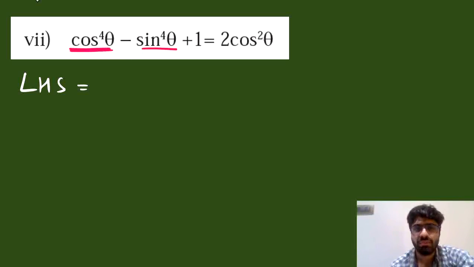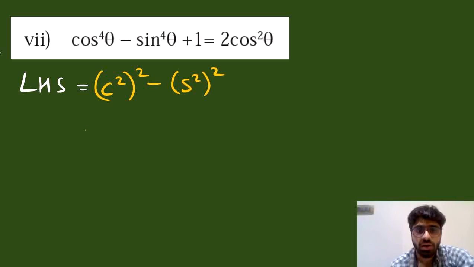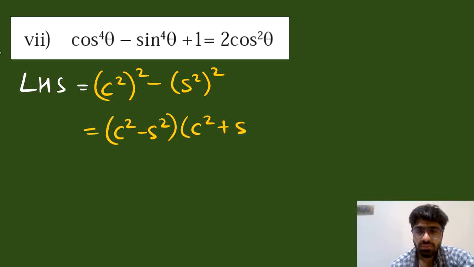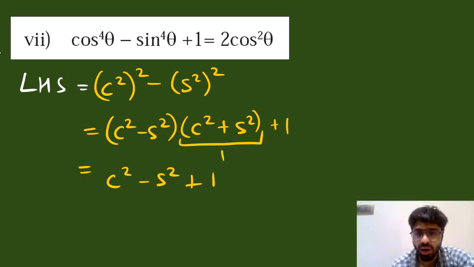It's like a square minus b square, where your a and b are cos square theta and sine square theta. So this is like cos square theta the whole square minus sine square theta the whole square. And I can write it as cos square theta minus sine square theta into cos square theta plus sine square theta. So cos square theta plus sine square theta would be 1. So we can write this as 1. So we have cos square theta minus sine square theta plus 1. It is this one that I have written here.